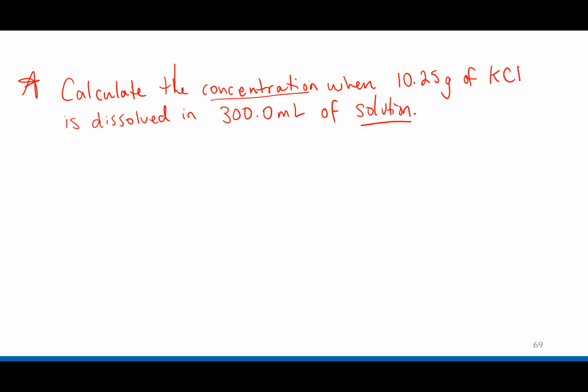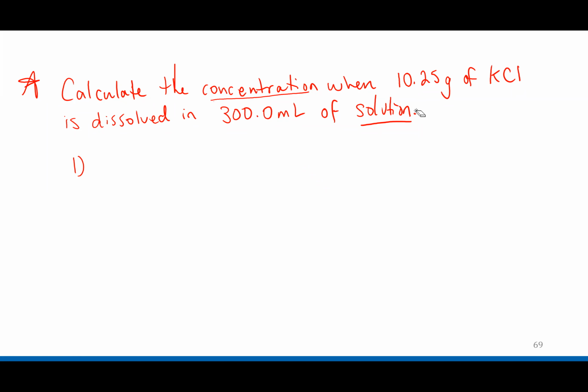Now, the word concentration can be considered ambiguous. If you don't know what that means, it's not clear. Am I asking for concentration in percent? Am I asking for molarity? Well, guys, I'm asking for all 3 of it.